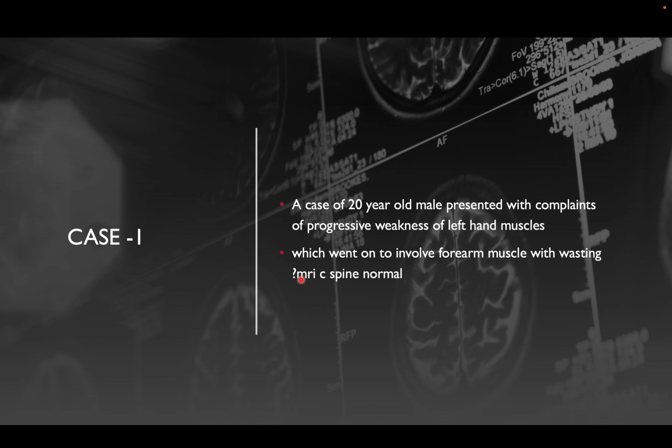So this is an interesting case of Hirayama disease, which is most commonly seen in South Asians, where you find hand muscle wasting and progressive weakness, and the MRI might be normal in the normal position. But when you get a flexion neck MRI, you'll find Hirayama disease. So this is the case.